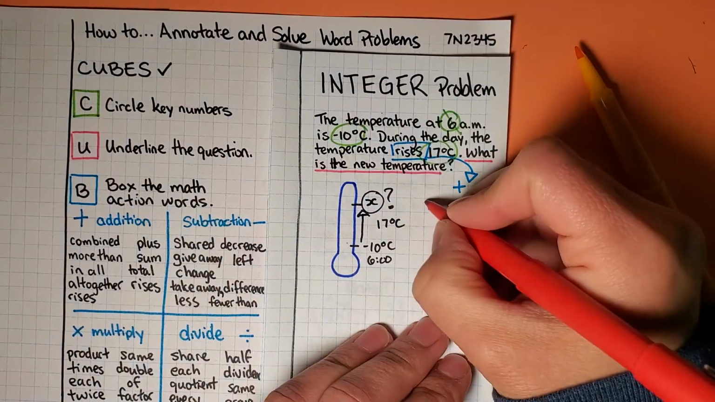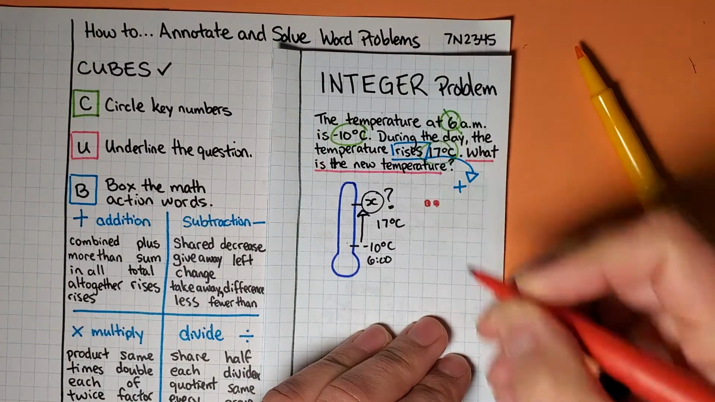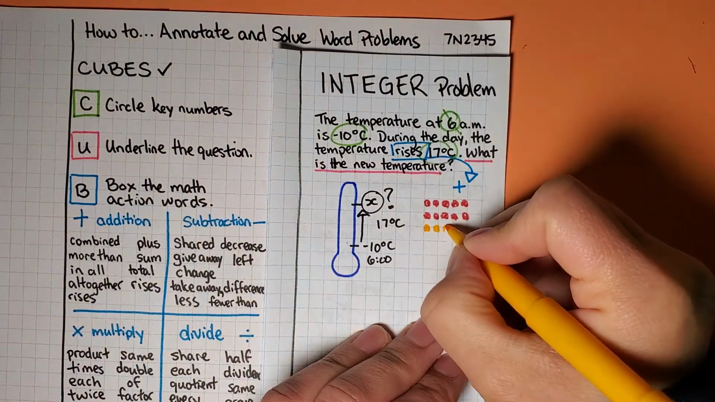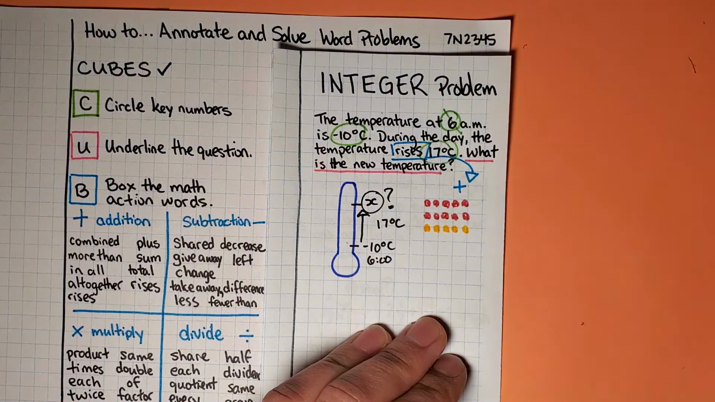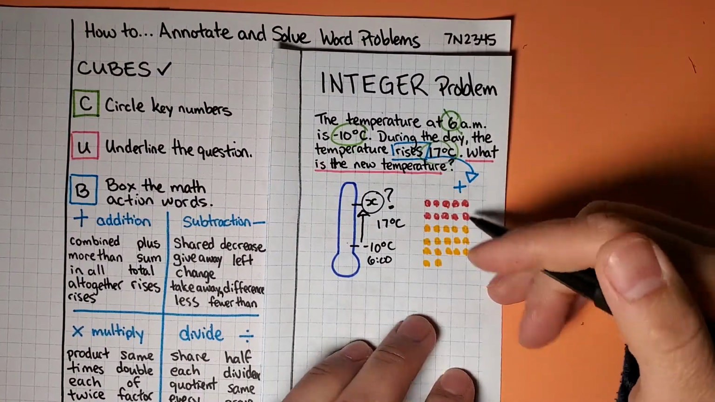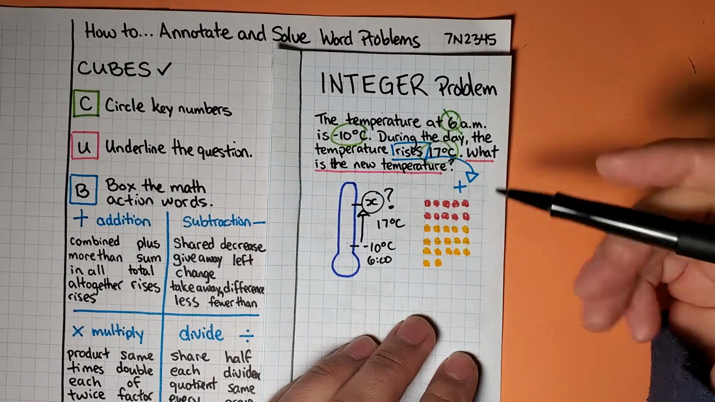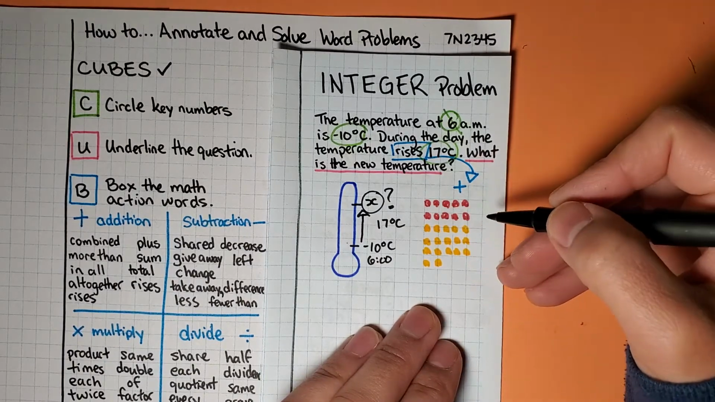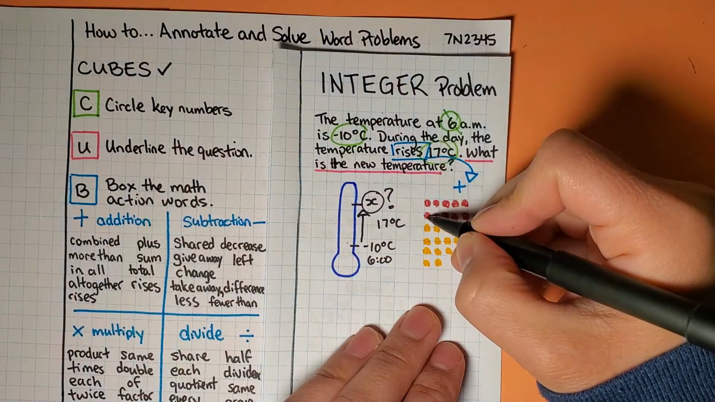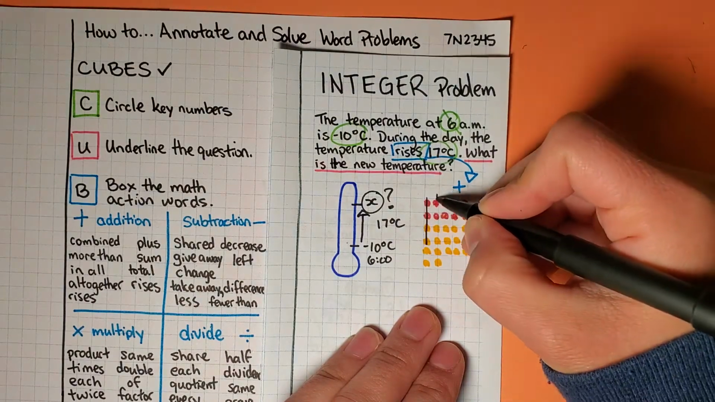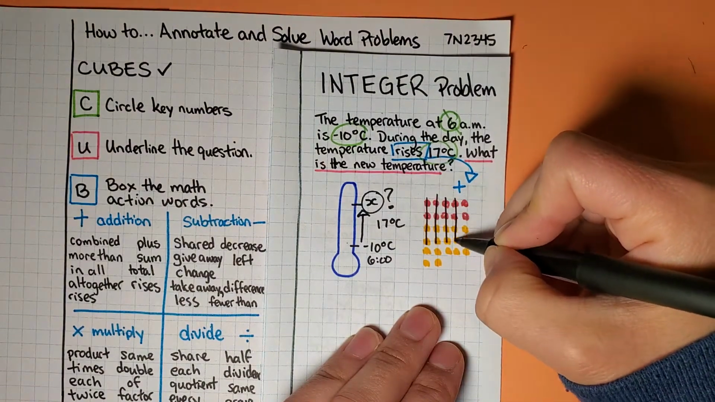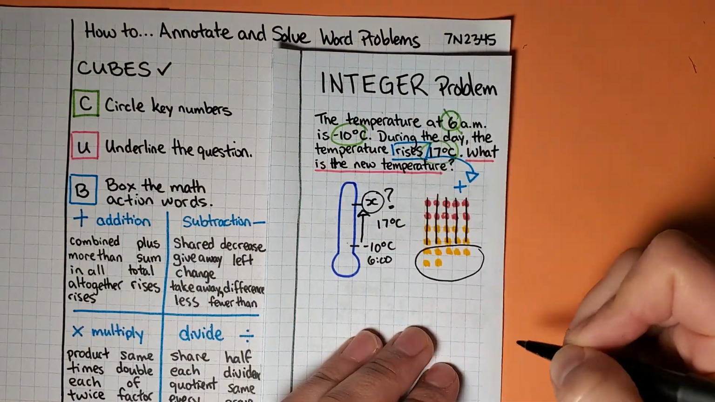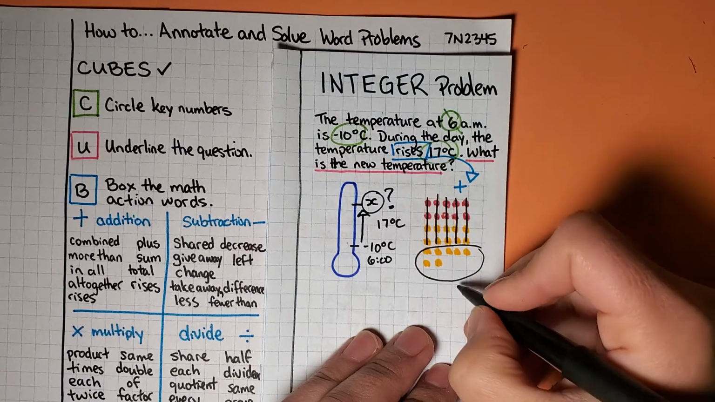So I'm going to draw my 10 negative tiles. And then I'm going to draw my 17 positive tiles. So this is the same thing that this question is telling us. And then I'm going to cross out my zero pairs. Because I drew it like this, when I take out 2 reds, I'm going to take out 2 yellows. 2 reds, 2 yellows. All right? Because 1 red, 1 yellow is a zero pair. So after they zero out, what am I left with? 7.